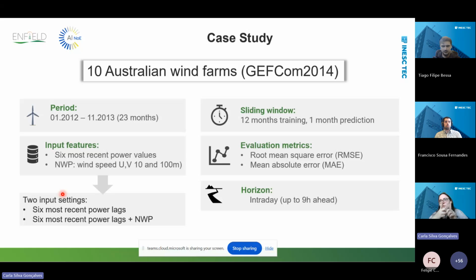We trained our model with 12 months, and then we did the slide: we predict the next 1 month, then we slide, etc. In terms of evaluation metrics, we used the root mean square error and mean absolute error. And the horizon, we did 1 hour ahead, 2 or 3, up to 9 hours ahead. And we experimented with the models just using the power measurement, so a pure autoregressive model, and also using the most recent power measurements plus the numerical weather prediction.